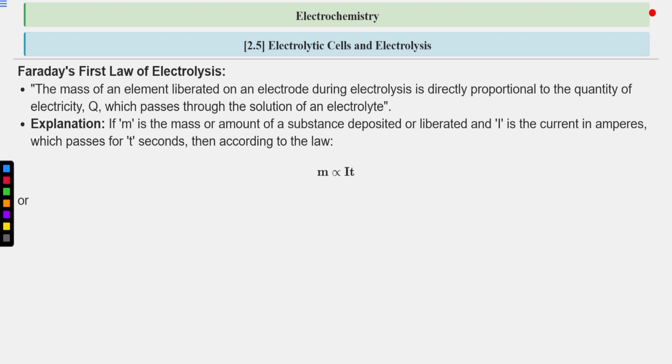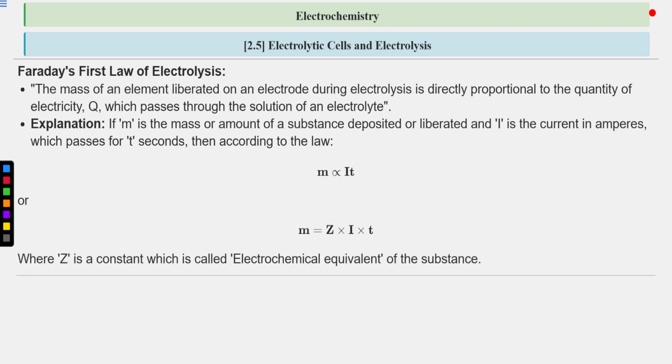So, or what you can say, that M equals ZIT. Now Z here is a constant, I is the current, and T is the time in seconds for which the current is flowing. Where Z, now what is it? Z is a constant which is called the electrochemical equivalent of the substance.